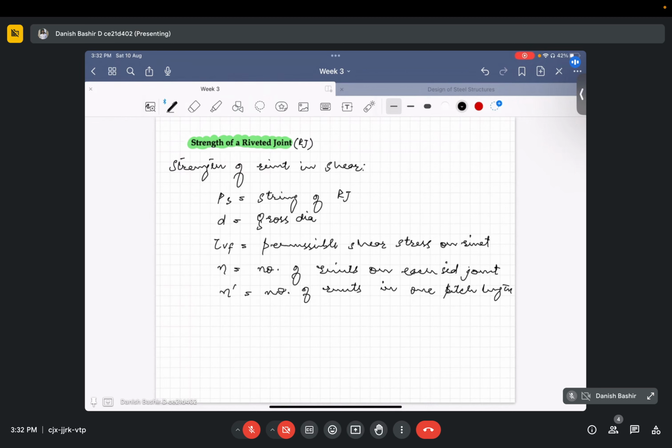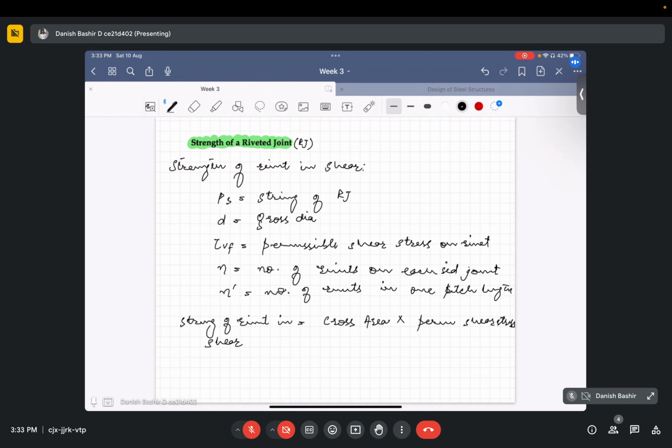So shear strength of rivet. Strength of rivet in shear. How is it given? It is the cross area multiplied by permissible shear stress. This is for one rivet, single shear.